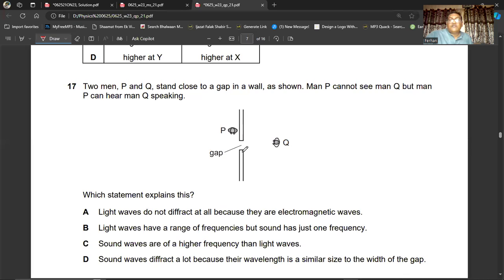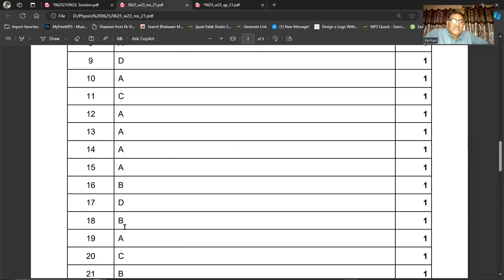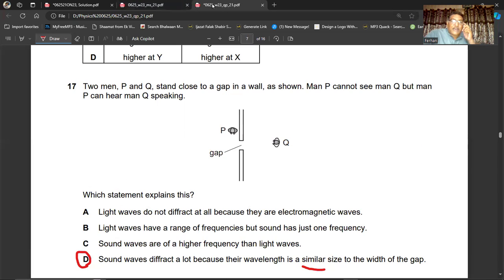Okay, so that is most probably the reason. The sound waves diffract a lot because their wavelength is, as I said, smaller. It is of similar size to the width of the gap, and that is the rule. If the wavelength of that wave and that gap are the same, circular waves, semicircular wavefronts are produced. So I think D is the best statement. Question number 17, I think D is the right choice, sir.